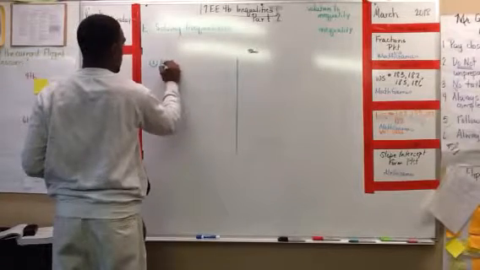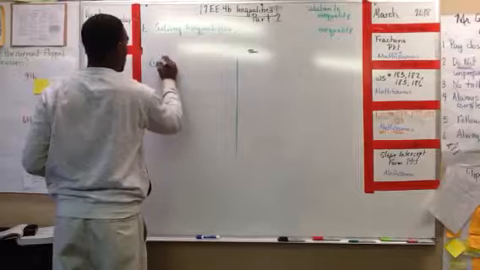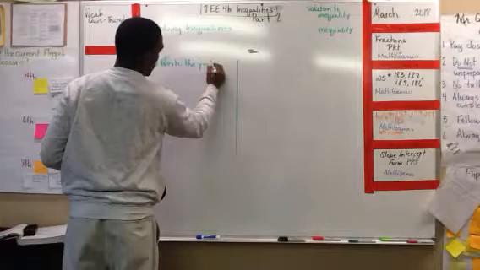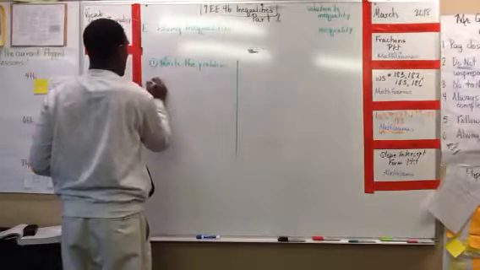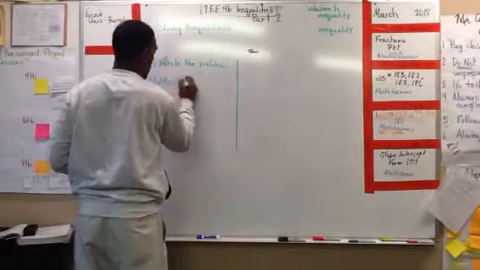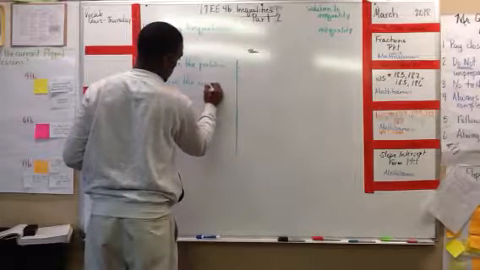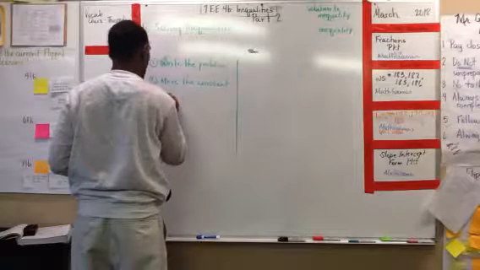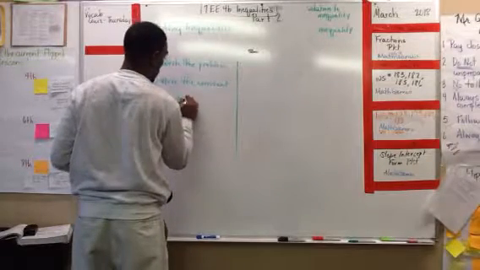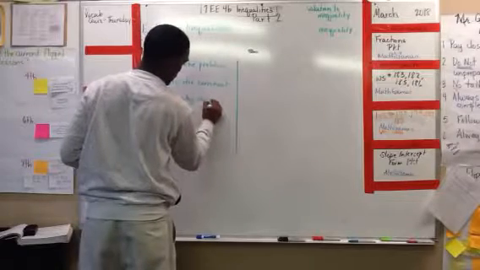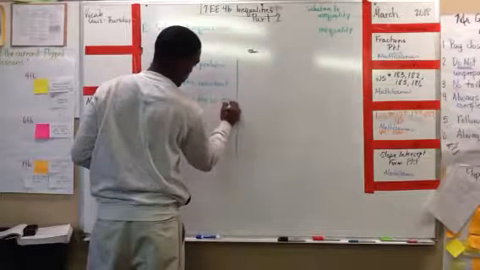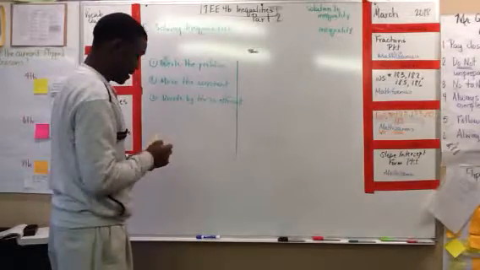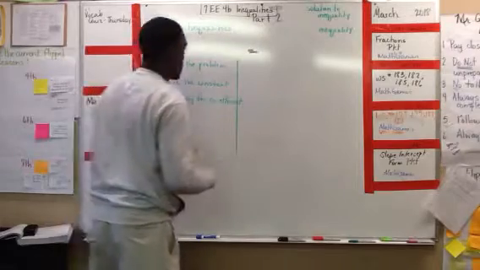But you want to first write the problem. That's step 1. And these steps are identical to the ones for equations. Write the problem, move the constant, and then divide by the coefficient. For the most part, these steps will work all the time. Okay? And I'll show you what I mean when I say for the most part.